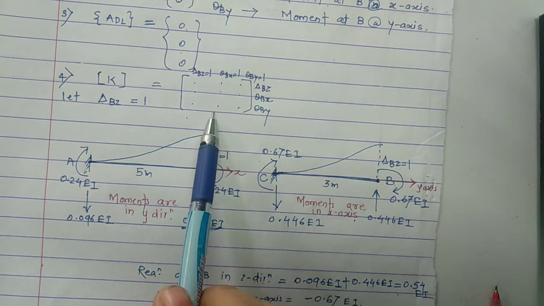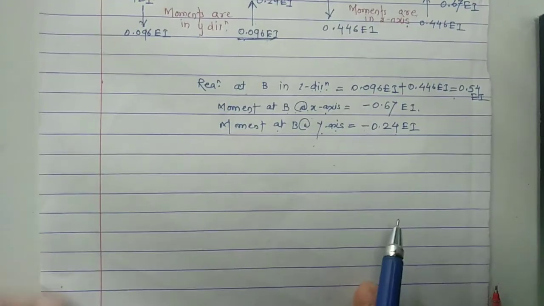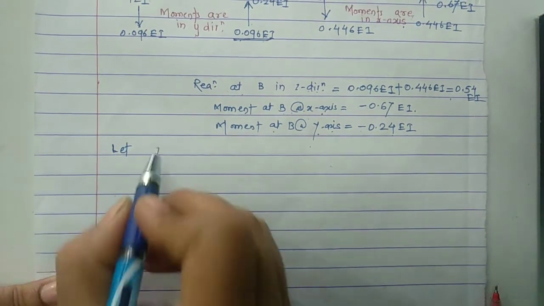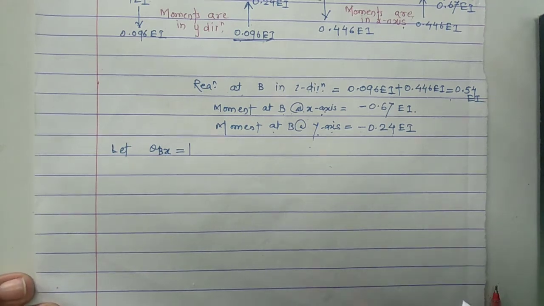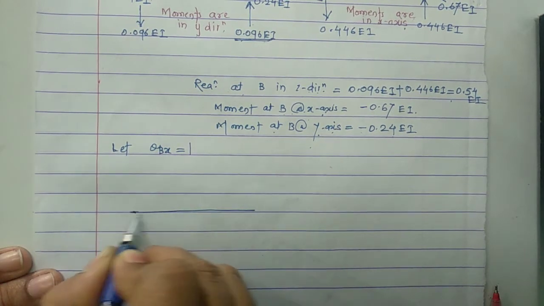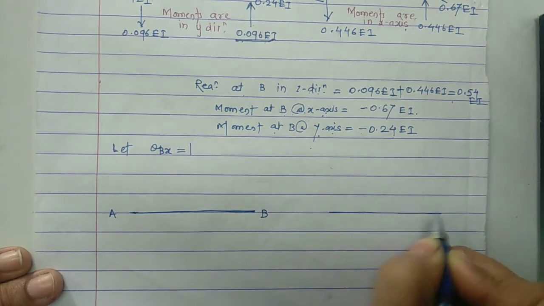Now for second column, let us take when theta Bx equal to 1. So that will be the next step under this calculation of K matrix. Let theta Bx, that is rotation about x-axis, equal to unit rotation. So for that again draw the members in the same sequence. A to B member and second member C to B.